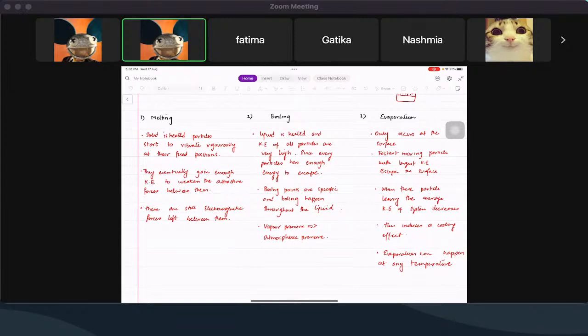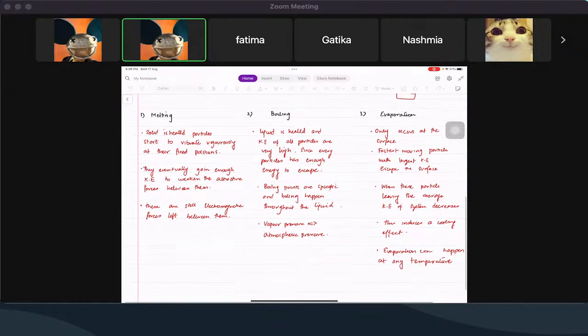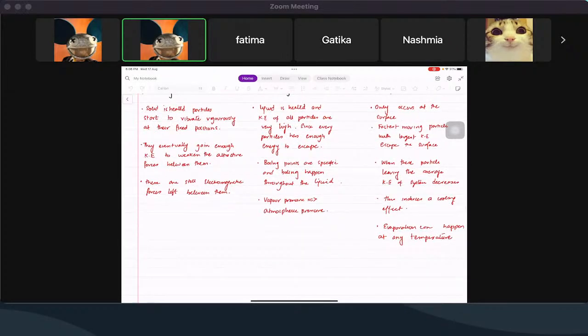Okay, so now let's look at some other things that we need to know before we go forward. All right. So the first thing we should know is about heat capacity.